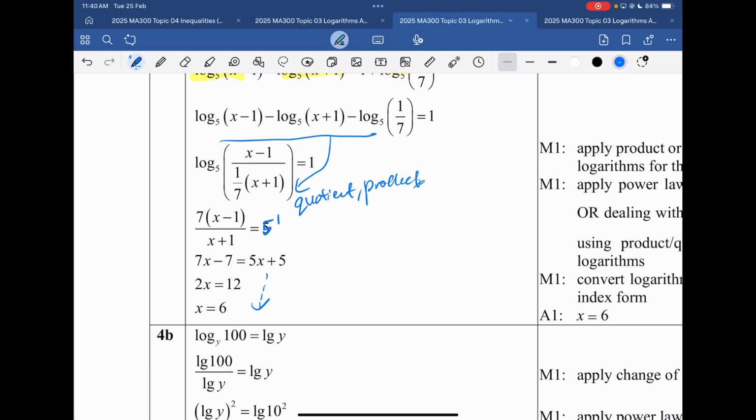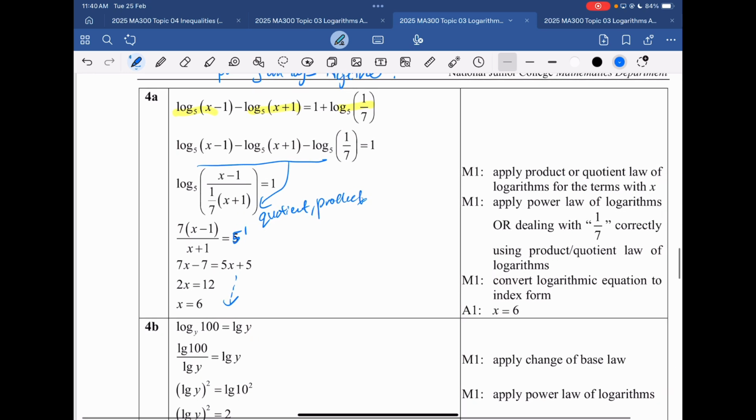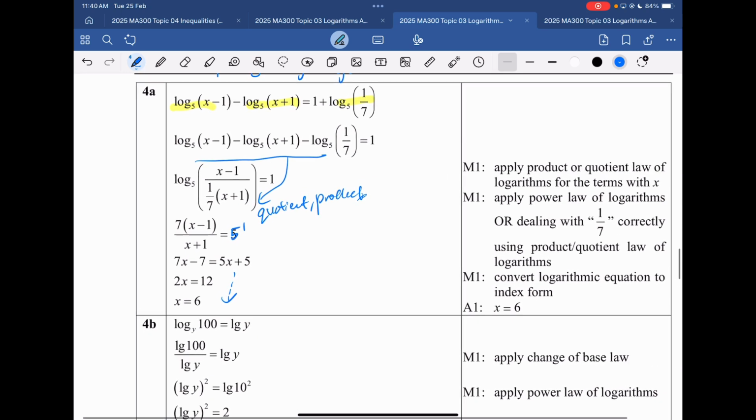Okay, look at the front, why do you look at the back? Okay, you get x equals 6.